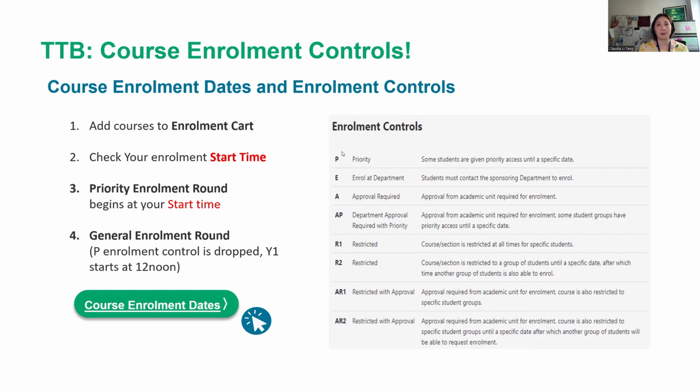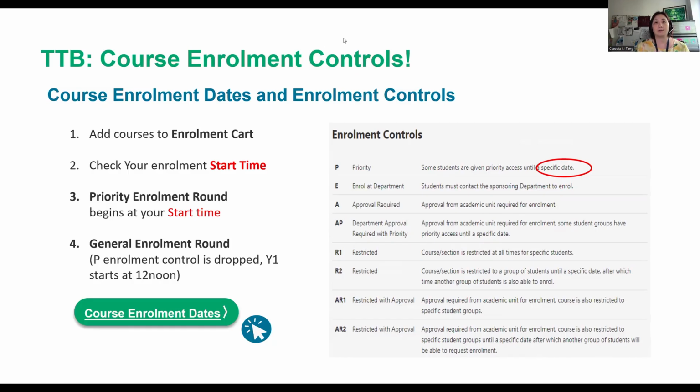But the one that you'll most commonly run into would be priority. So how does the priority and general round work? Every year, starting in your first year, there are generally two rounds of enrollment at the Faculty of Arts and Science.